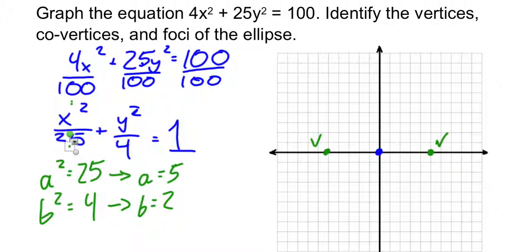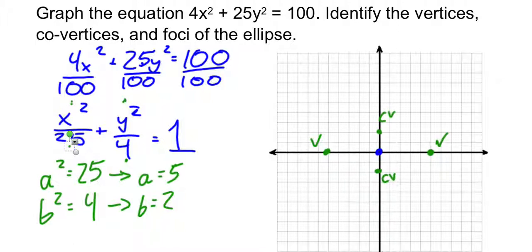Now b represents the co-vertices, the distance from the center, right? So which axis are they going to be on? The b value, my minor axis, is located on my y-axis. So I go up 2, I go down 2.